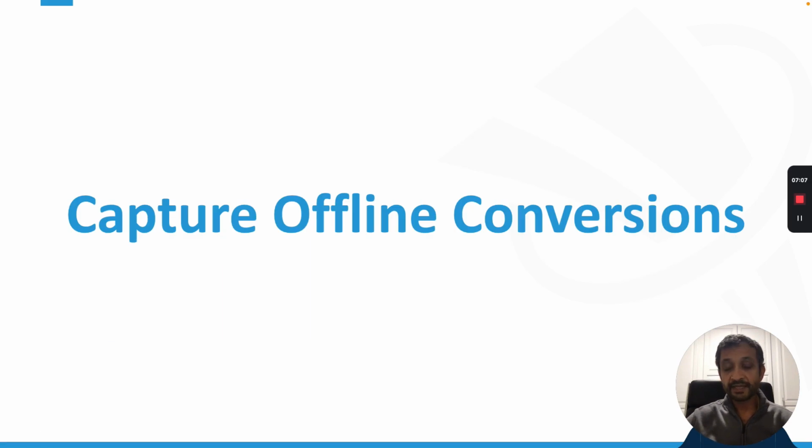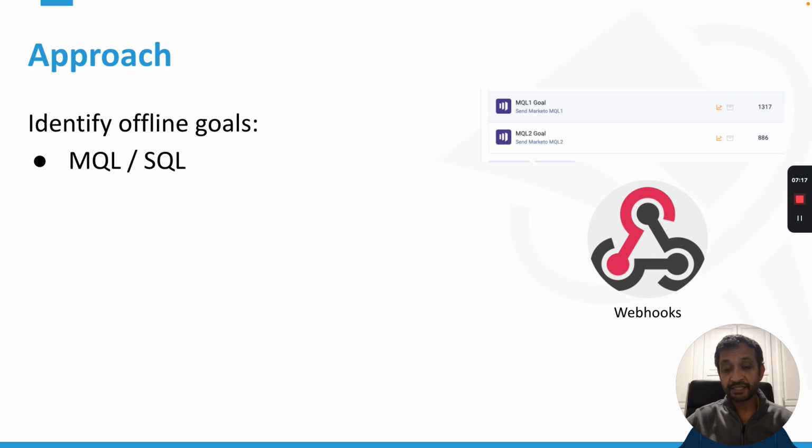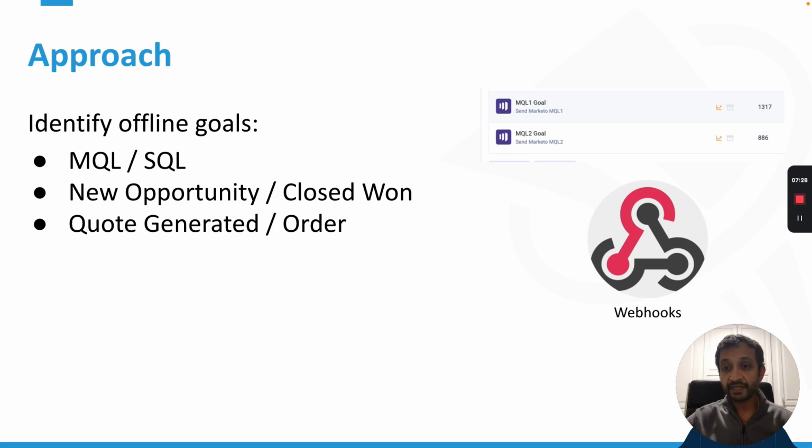So the second step then is capturing the offline conversions that are happening in those backend platforms. So the first thing you have to do is identify the offline goals that you care about. If you're doing demand generation, it's typically marketing qualified leads or sales qualified leads at an individual level. New opportunities, close-won revenue are very common. And if you're generating offline orders, the generation of the quote or the order itself.